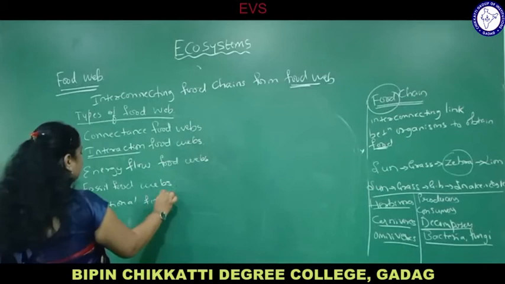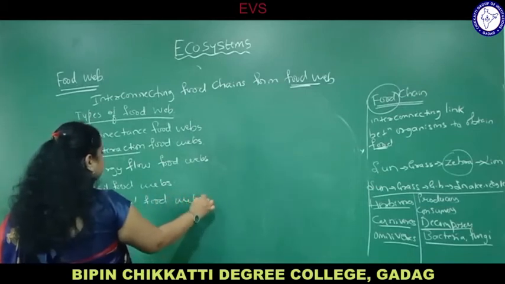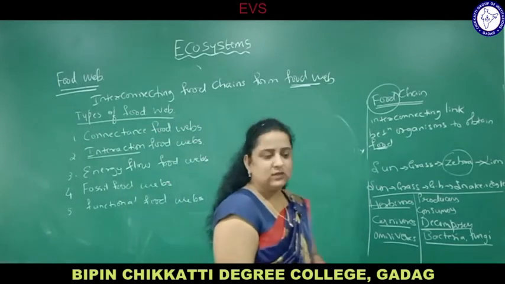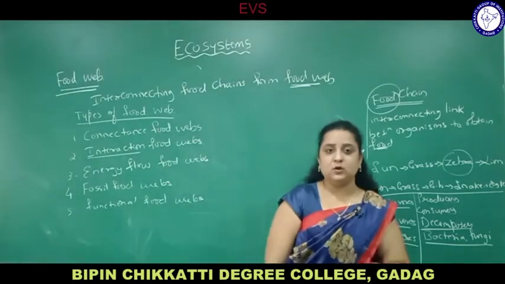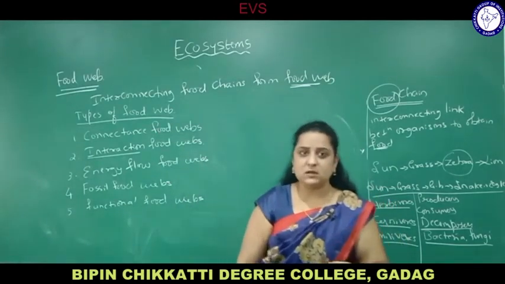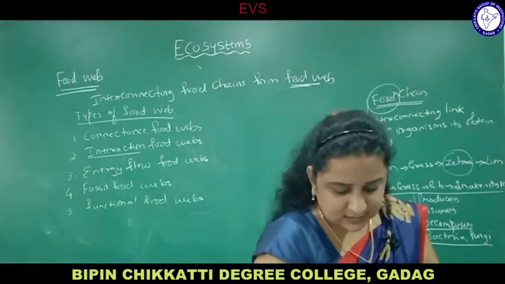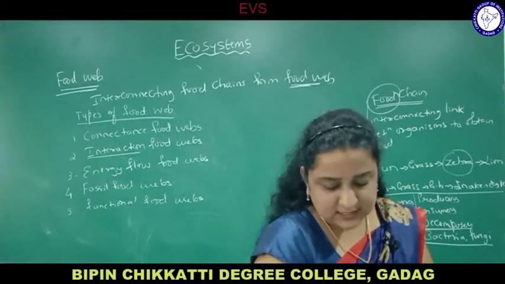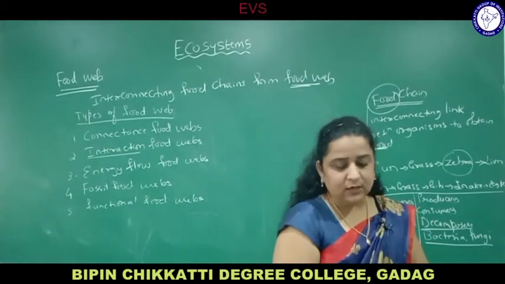Functional food webs. As the name indicates, functional. Fossil means what? The animals are not there now, they have been dead, they are not present now. So functional means they are already functioning and they are present in the environment. So functional food webs depict the relationship between organisms and influence the growth and rate of the population.